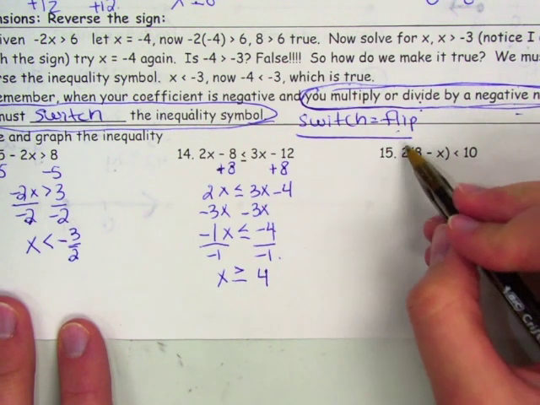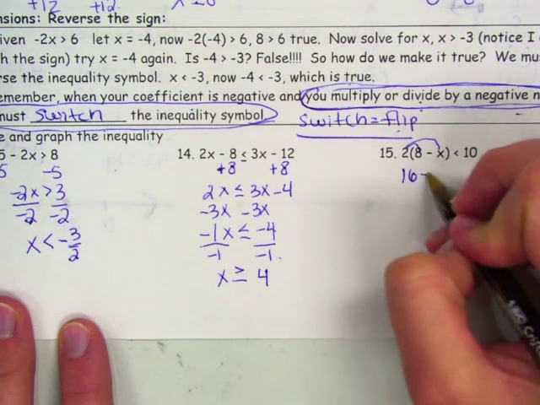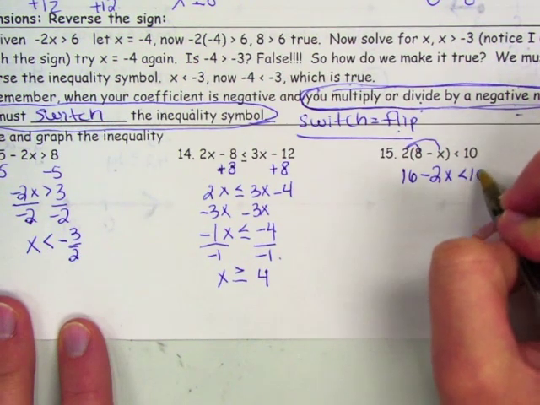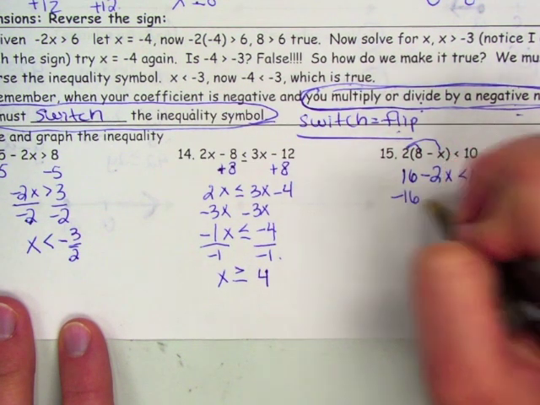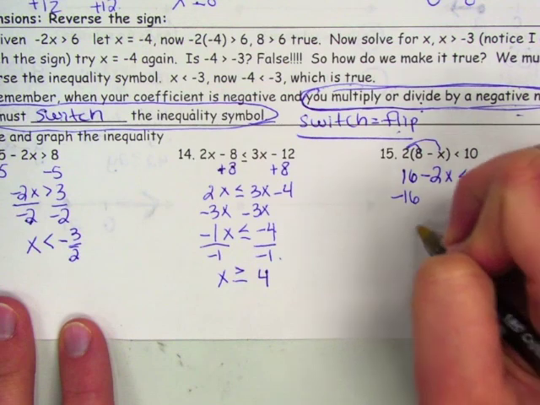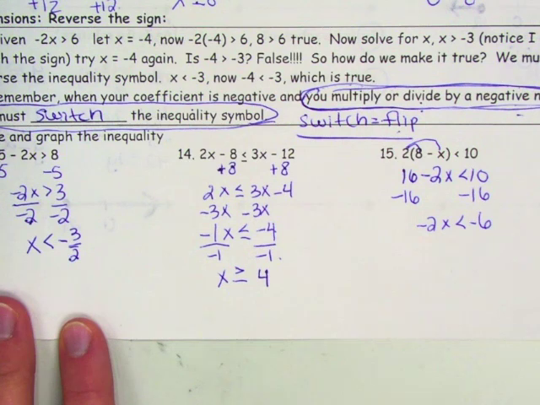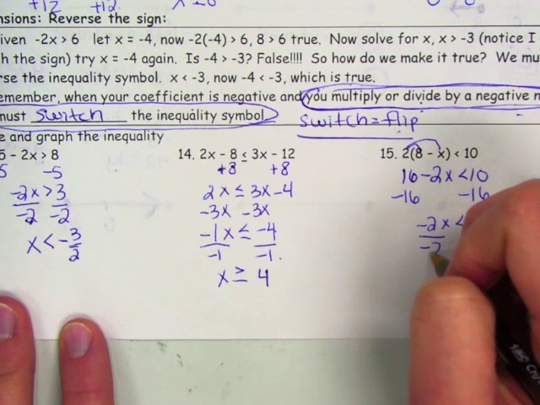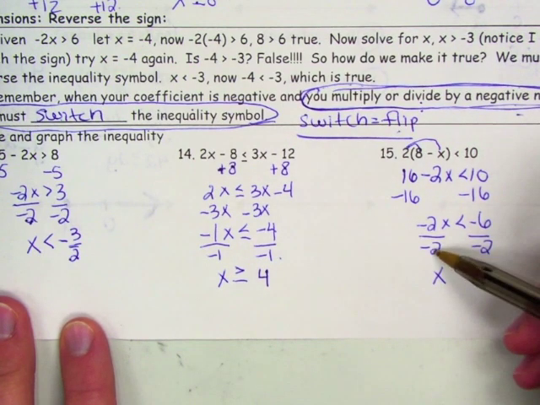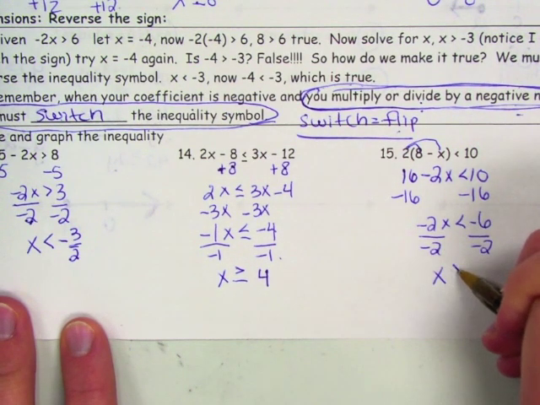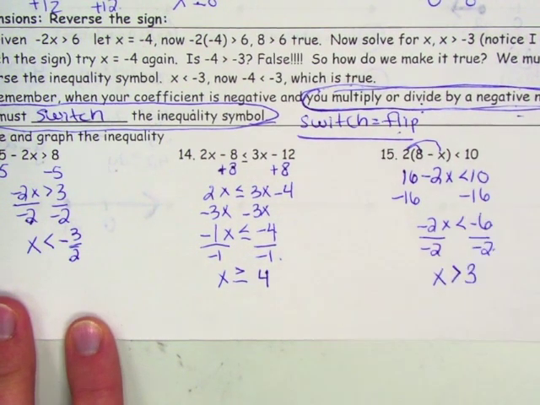Okay, my last problem. First thing I'm going to do is distribute. So I'll have 16 minus 2x is less than 10. Now I need to get x by itself, so I'm going to subtract 16 from both sides. I'll have negative 2x is less than negative 6. To get x alone, my last step is to divide by negative 2. So I'm going to have x. I divided by a negative number, so that means I need to flip my sign, make it go the other way. Negative 6 divided by negative 2 gives me a positive 3.